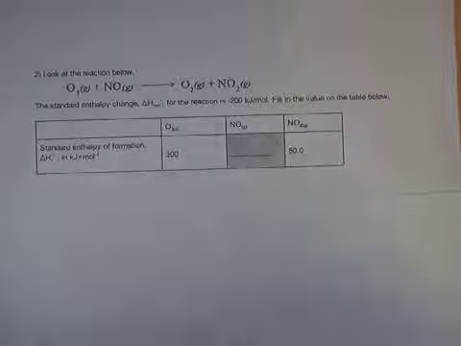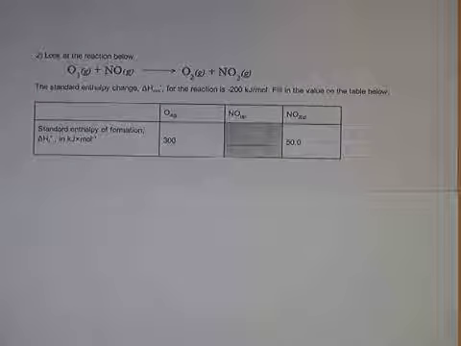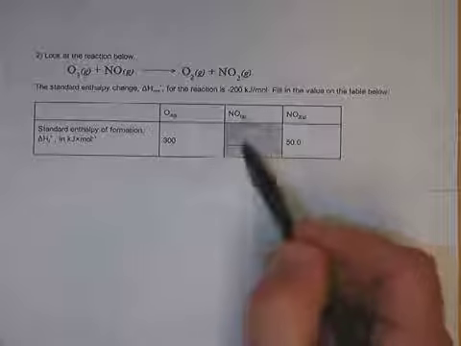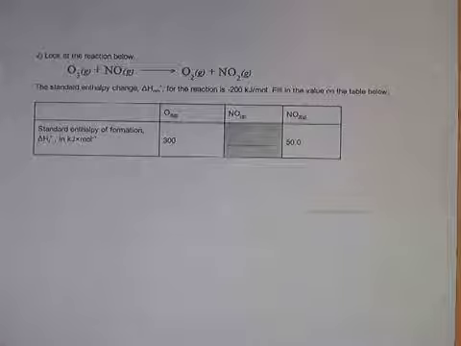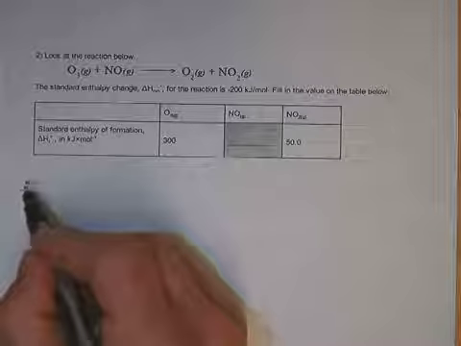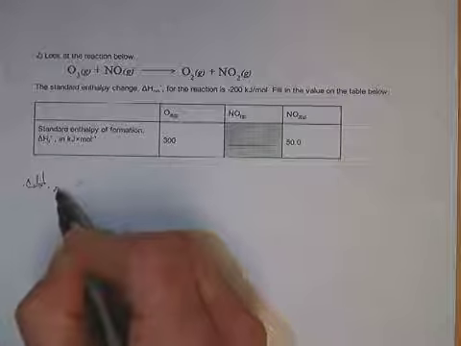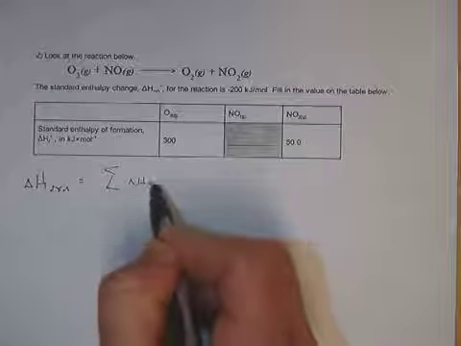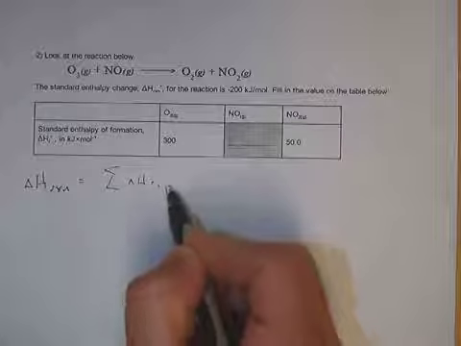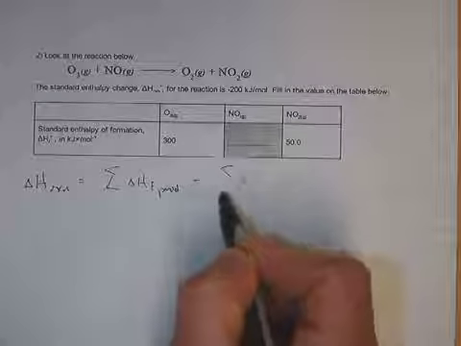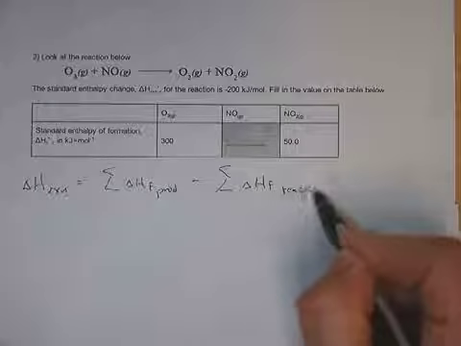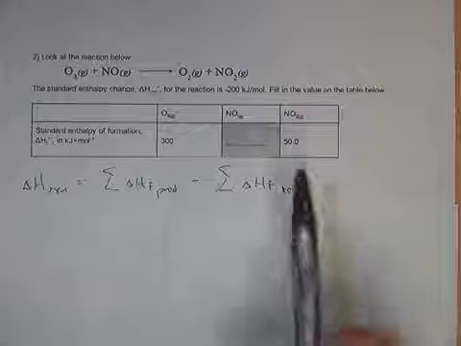Number 2, look at the reaction below. It has the standard enthalpy change, and it wants us to determine the enthalpy of formation for NO. For this reaction, we know that the enthalpy of the reaction is equal to the summation of the enthalpies of formation of the products minus the summation of the enthalpies of formation of the reactants. It's always products minus reactants.